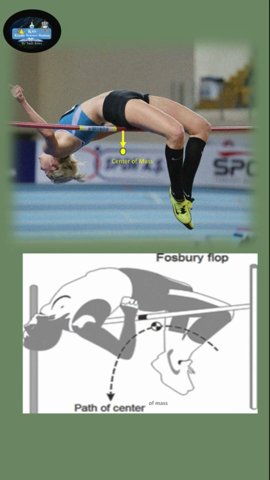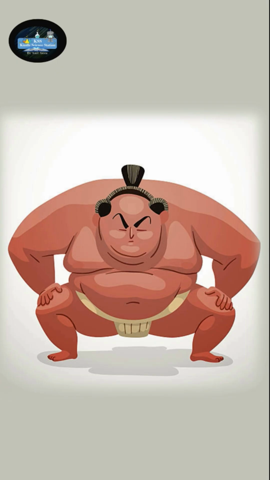High jumpers arch their back so that their center of mass goes below the bar, and because of this, they can clear the bar without having their center of mass go as high as the bar, and so they need less force to do it. Or in other words, with the same force they can clear higher bars. Have you noticed the postures of the sumo wrestlers? This posture helps to lower the center of mass so that they are not easily tipped over by their opponents.